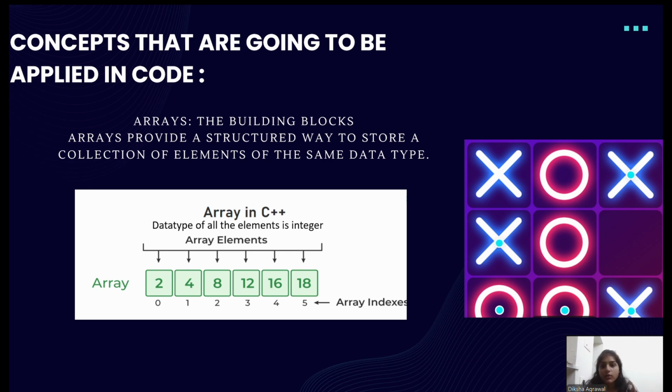In writing the code, let us come up with a concept that is required. The concept that is required here in this code is arrays. Arrays basically allow the user to list the elements of the same data type in a very well structured manner. As in the example mentioned, all the elements here are integers, and the elements are 2, 4, 8, 12, 16, and 18, and the index starts from 0.